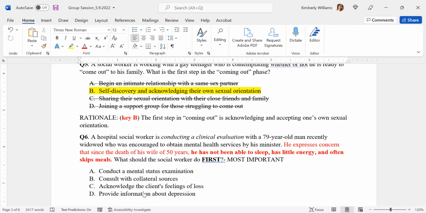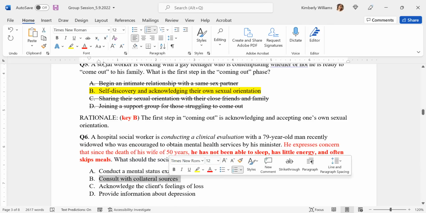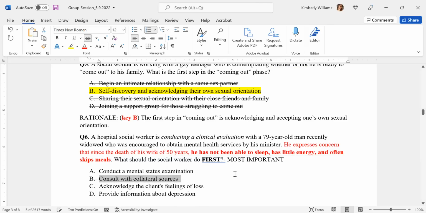Okay. All right, so what about B? Consult with collateral sources. Is that going to be the most important thing we do about this client who has not been able to sleep, has little energy, and often skips meals? Scratch. Okay. Why are we scratching that one? I said pause. Oh, I'm sorry. Pause.